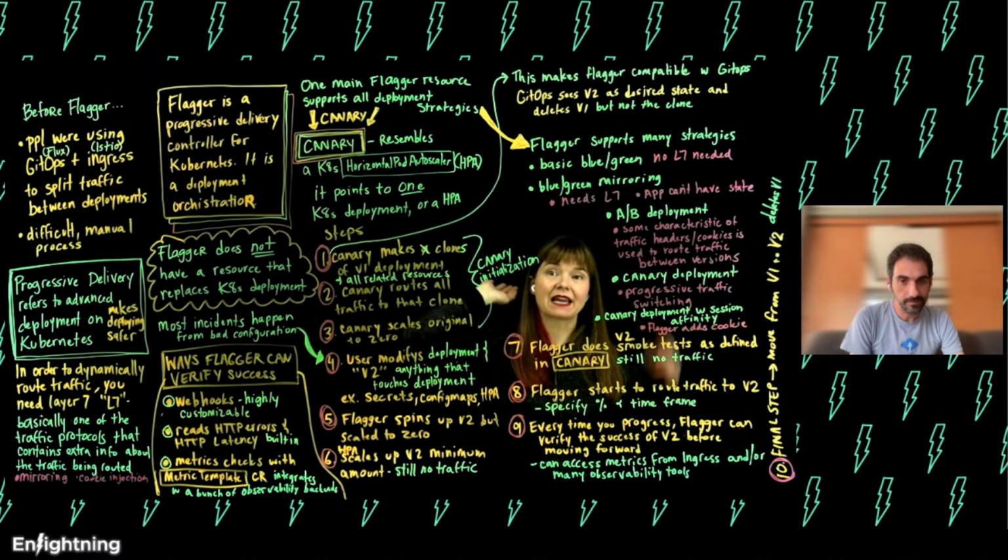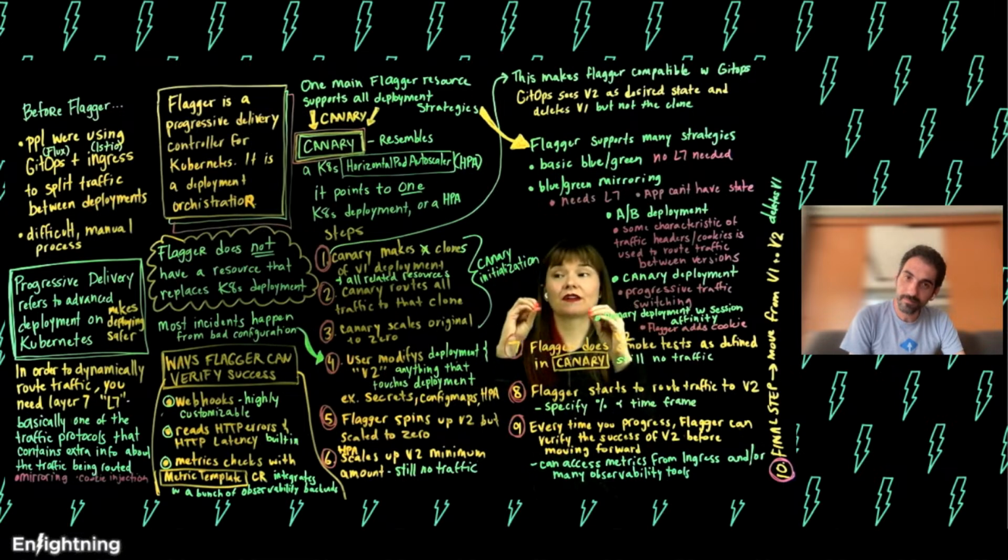When you make a new canary resource and you point it at a Kubernetes version that you want to deploy, we'll say V1, the first thing it's going to do is make a clone of V1 and all of the resources that touch V1.